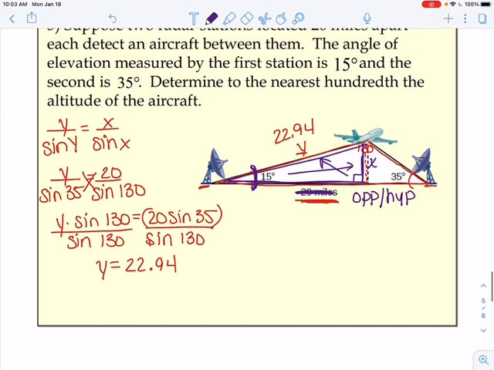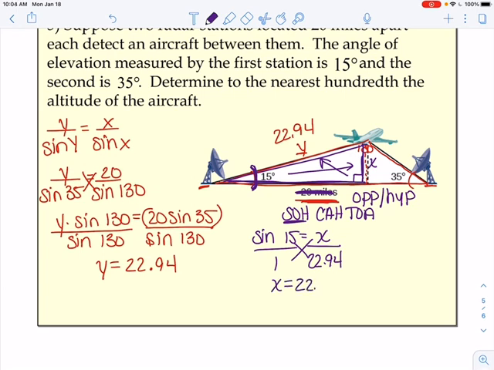So if I want to use SOHCAHTOA now, I can. Opposite and hypotenuse is going to be my sine. So we'll do the sine of 15 equals the side opposite, which is x over 22.94. When I cross multiply here, I'm going to have x equals 22.94 times the sine of 15. When you put that into the calculator, it's asking to the nearest hundredth, so we'll round to 2 spots after the decimal. You should get an answer of 5.94. And that's your final answer there.